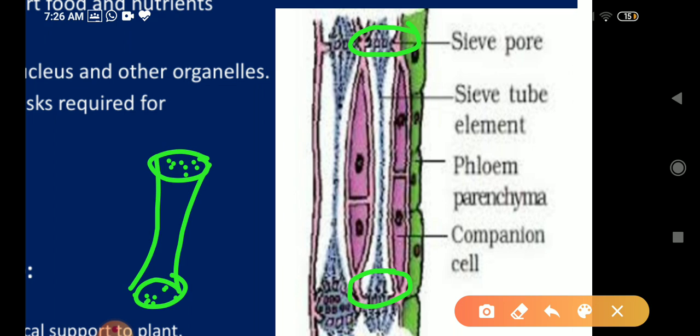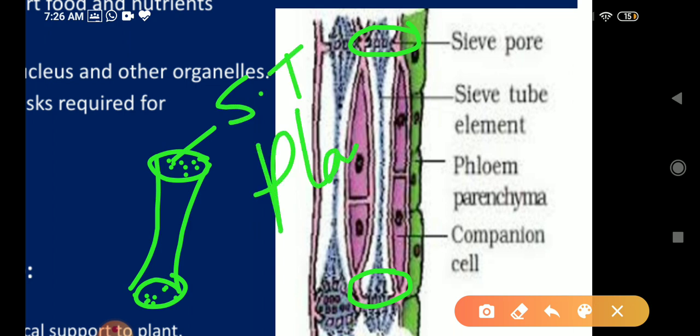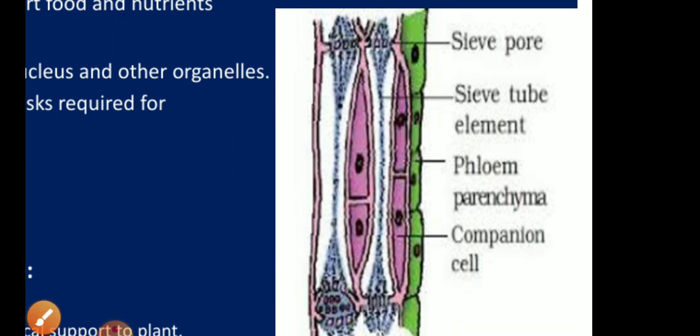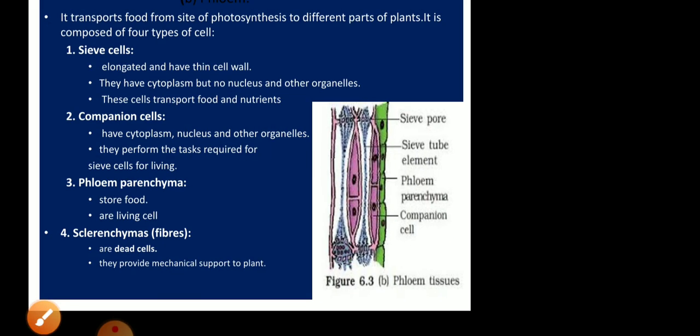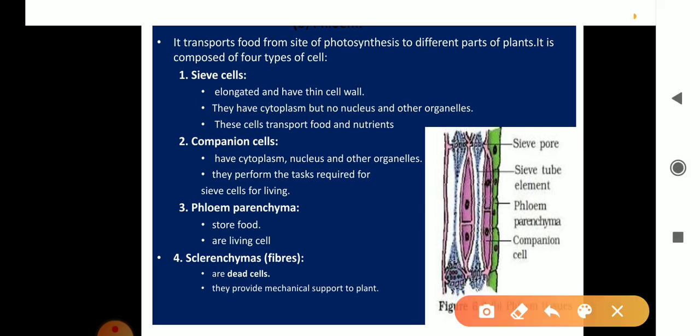Then these plates are called sieve tube plates. What these are called? Sieve tube plates. These help in the transportation of food. Now, next, the companion cell. I told you they have the cytoplasm, nucleus, and the nucleus commands its work as well as the functioning of the sieve tube cells.